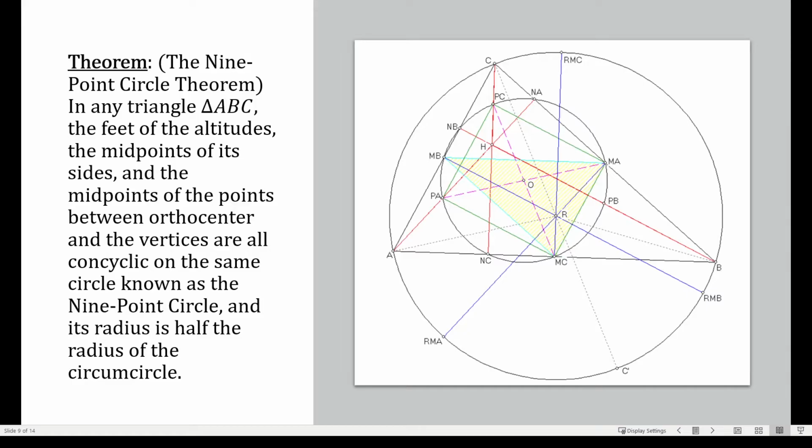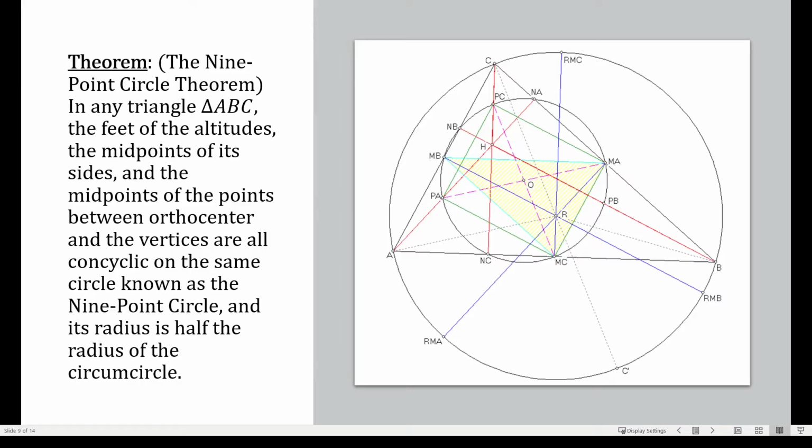Now take the rectangle MA, MC, PA, PC, and draw the diagonals of the rectangle. The intersection of the diagonals is the center of the 9-point circle. Now we can use lemma 1 to show that the perpendicular bisectors all intersect at R, and by lemma 7 we can show the radius of the circumcircle of the triangle ABC.